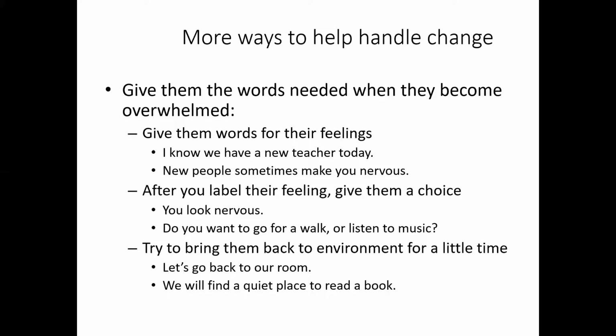And then try to bring them back to the environment for a little bit of time. So let's go back to our room. We will find a quiet place to read a book. And it might be only going back for a small amount of that class or that activity to start with, and then shaping it gradually over time. We really want to make sure we're setting autistic children up for success, that we're not kind of throwing them in at the deep end where it's going to be very dysregulating and difficult for them. And we want to slowly build up their tolerance for some of these activities that can be overwhelming.